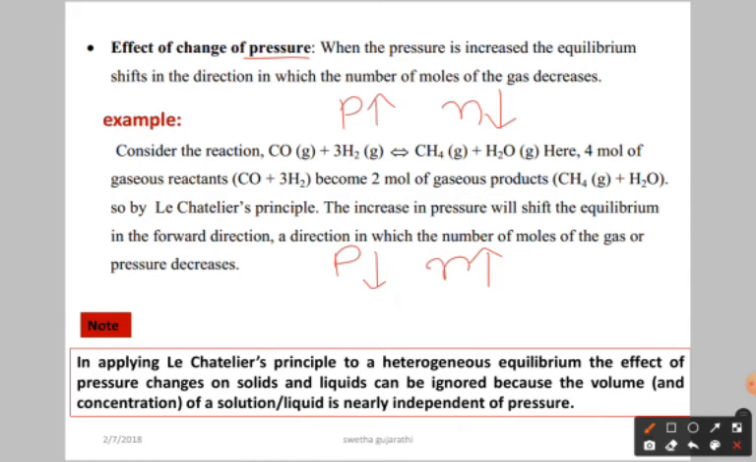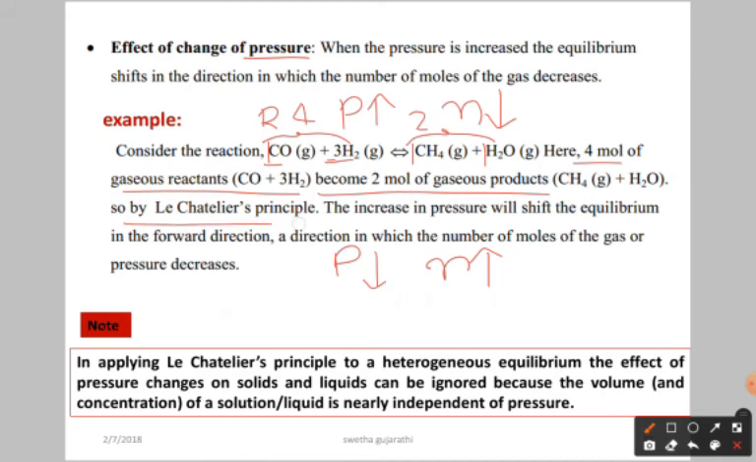For example, here we have this equation. On the reactant side, we have 1 mole of carbon monoxide and 3 moles of H2, so the total is 4 moles of reactants. Now the product: 1 mole of methane and 1 mole of H2O, so the total is 2 moles. So 4 moles of gaseous reactant become 2 moles of gaseous product.